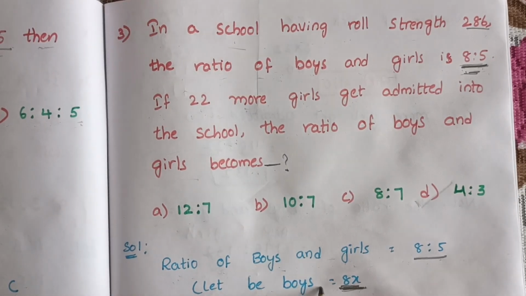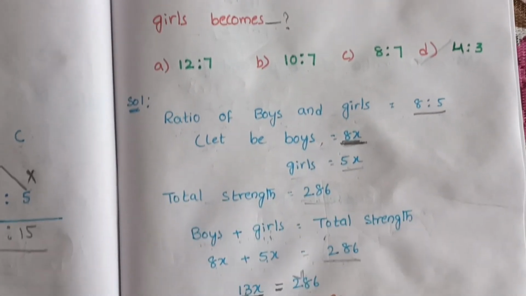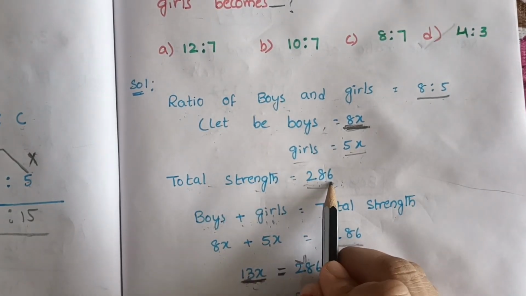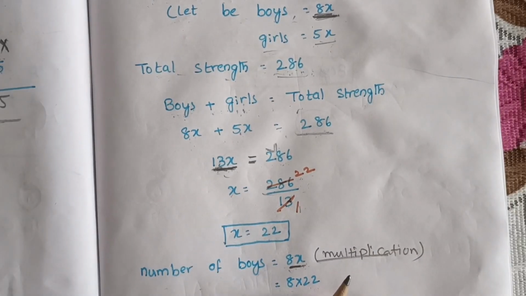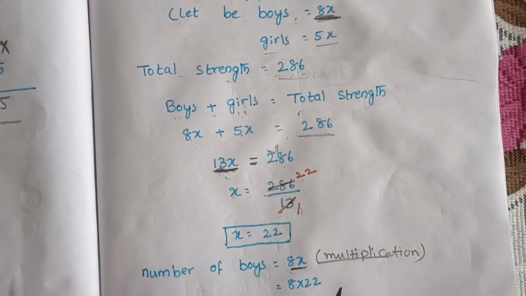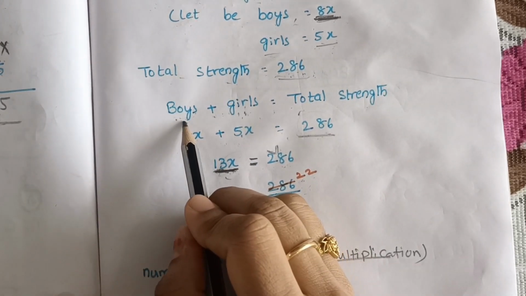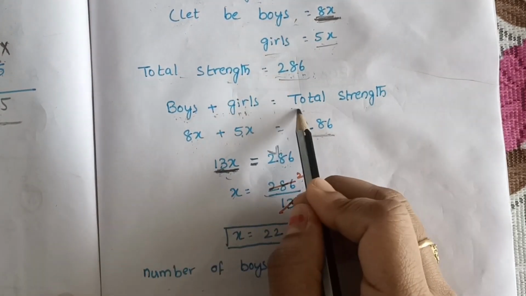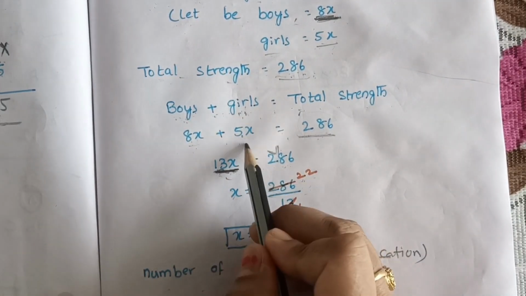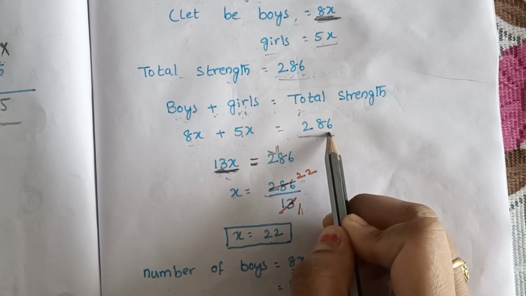Let boys be 8x and girls be 5x, the total strength is 286. We know the boys and girls ratio, but we don't know how many boys and girls are there in the total strength. So we need to find the number of boys and girls. Let's write boys plus girls is equal to total strength. Boys is 8x and girls is 5x. The total strength is 286.